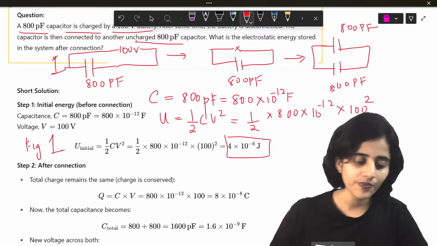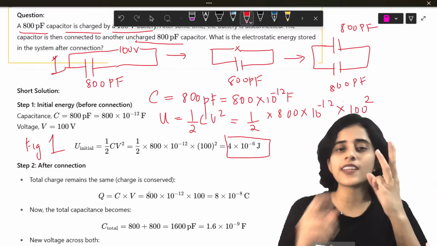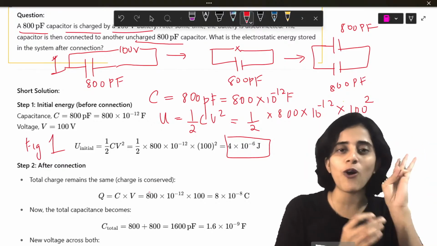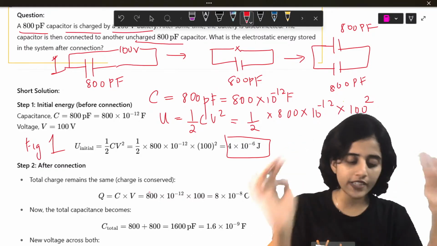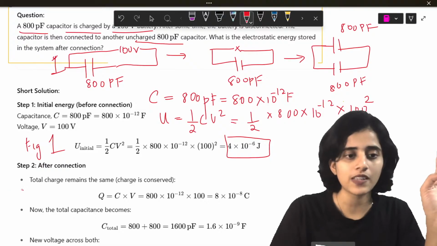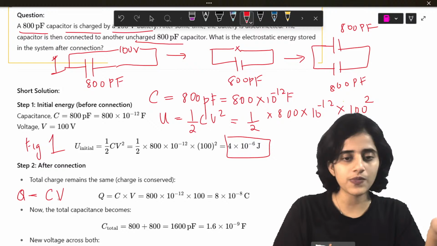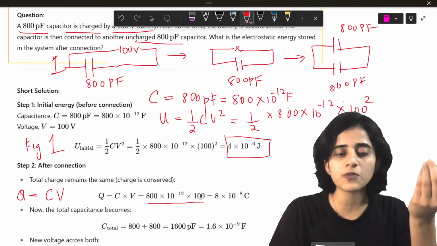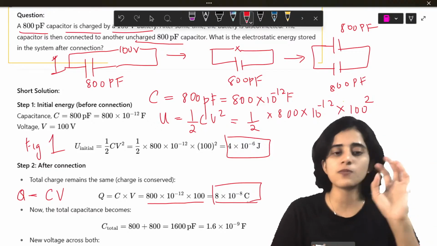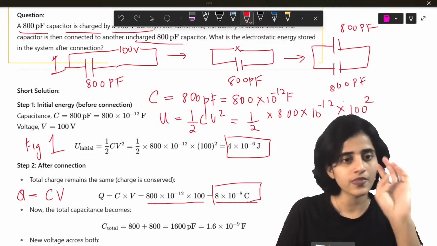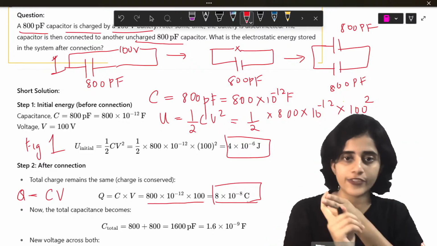Now, the total charge. What are the 3 properties of charge that you have learned? In all my classes, I have taught you this. Charge is conserved, which means the total charge will always be the same. So, the total charge will be C into V. So, 800 into 10 raised to minus 12 into 100, which is 8 into 10 raised to minus 8 coulomb, is the total charge. Now, I have the total energy initially, and the total charge also I have.